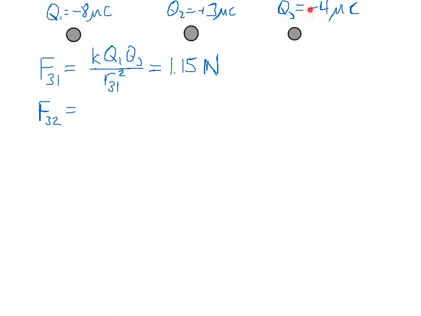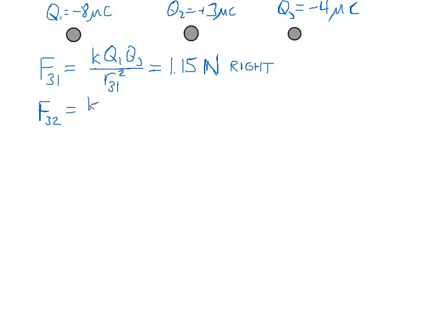Now let's figure out what's the direction of the force on this charge due to charge 1. Well, charge 3 is negative, and charge 1 is negative, so because they're both negative, they're going to push away from each other, which means Q3 is going to be pushed toward the right. So next to this, we can say it's 1.15 newtons to the right.